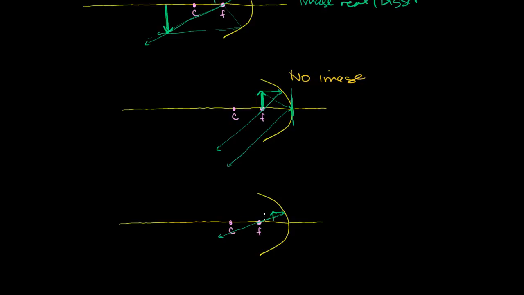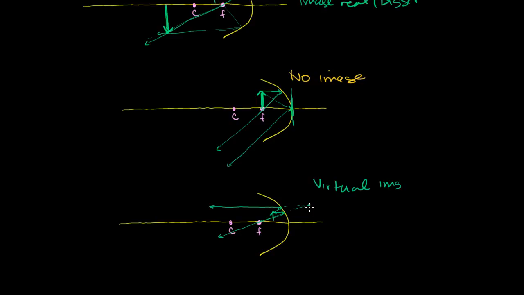And then you can imagine a ray of light that would have been coming from the focal point, or from the same direction as the focal point, would be reflected in a direction parallel to the principal axis. Now, these two light rays are not converging, but they look like they're diverging from some point behind the mirror. So in this case, we are forming a virtual image.